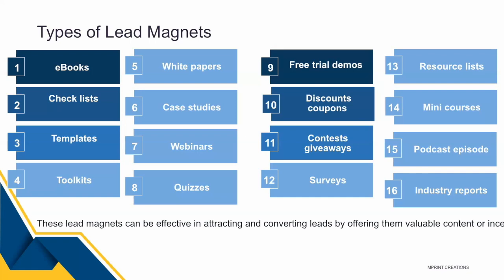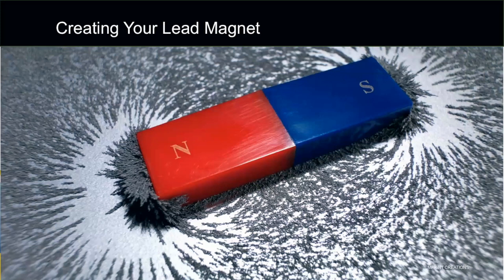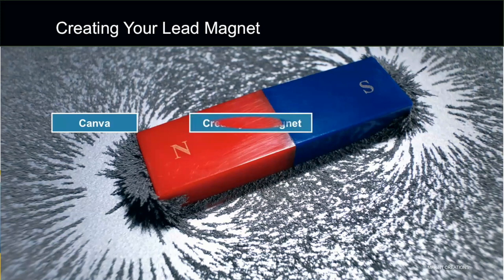So we're actually going to do one today. We're going to create a lead magnet, and it's 3 simple steps. We're actually going to use Canva, and we're going to do this in real time. We're going to create our lead magnet and save it as a PDF, because all of this has to live somewhere. So it's going to live on your website.